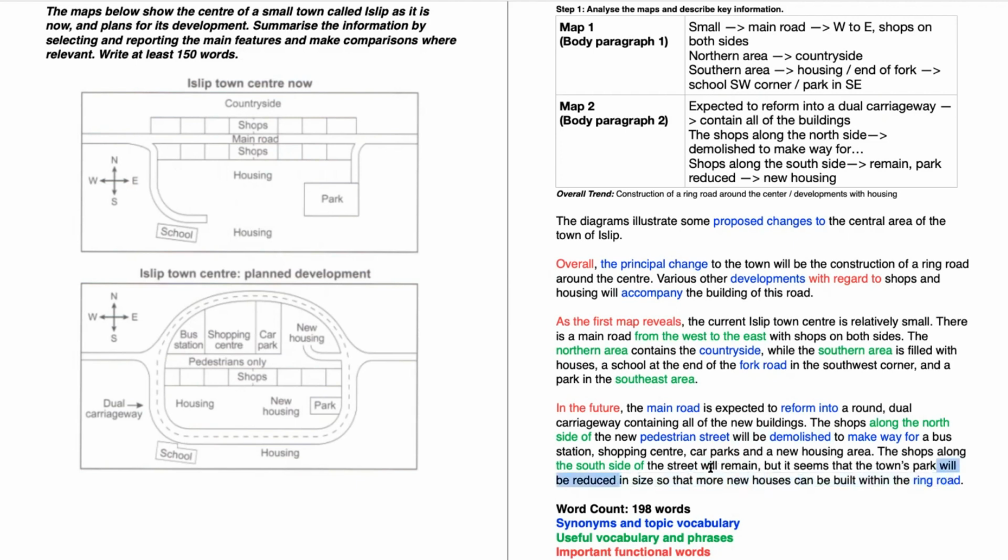So notice that will remain is active and will be reduced is passive, again, because we've got that lovely verb to be. And then can be built is another modal passive. So can is a modal. And so we've got this modal passive, houses can be built.